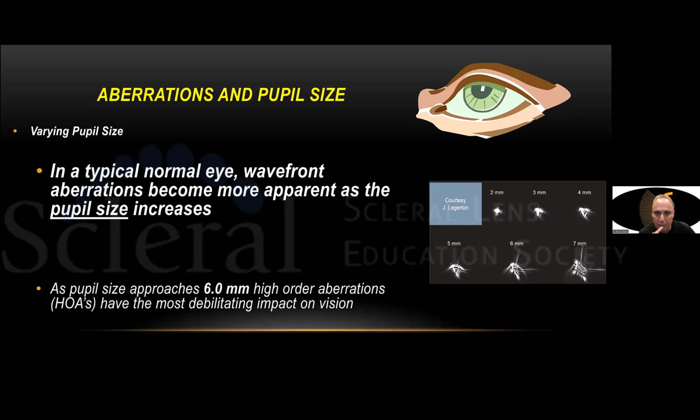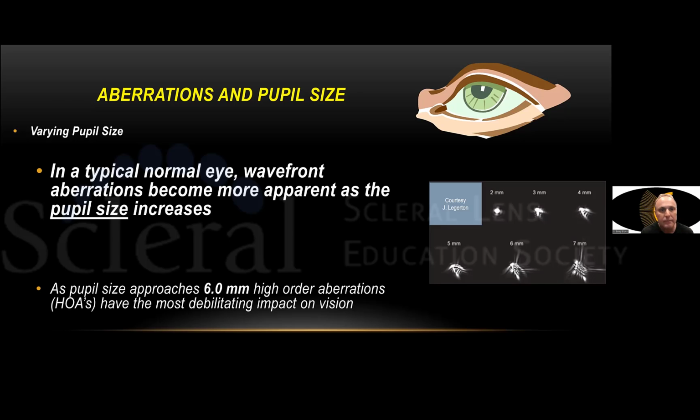And we can see here an example of a patient with a 2 millimeter pupil, a 3 millimeter pupil, a 5 millimeter pupil, and a 6 millimeter pupil. And you can see what happens as you enlarge that pupil size for the same patient to the point spread function, how it increases.